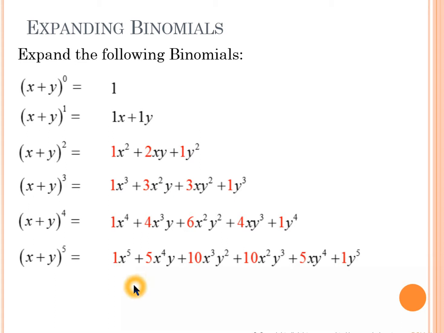Now, one of the reasons why these coefficients have been highlighted in red is because these numbers actually come from Pascal's triangle, which we covered in the previous lesson. And we also know when we're dealing with Pascal's triangle that these numbers represent combinations. So we're going to be using Pascal's triangle and the binomial theorem in order to expand binomials. All right, so let's take a look.